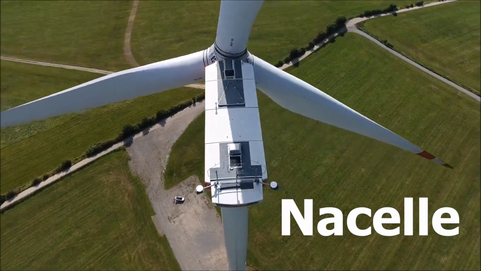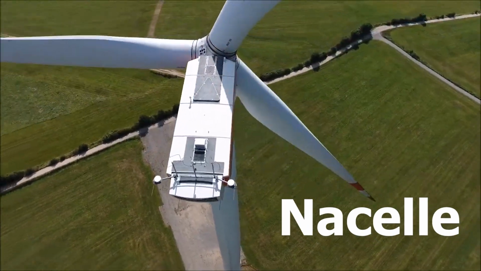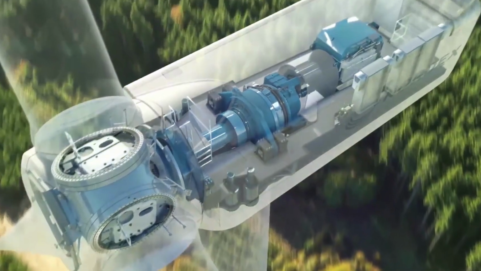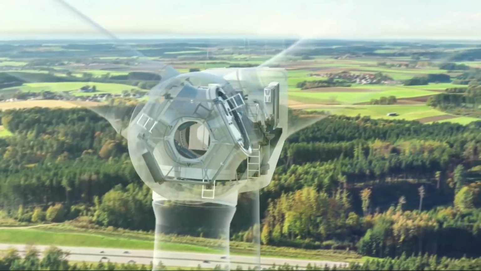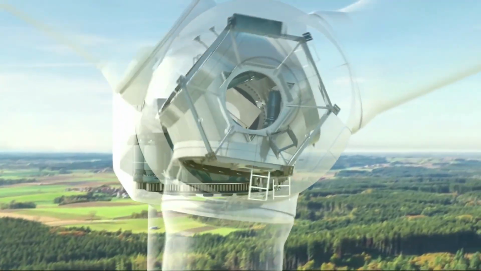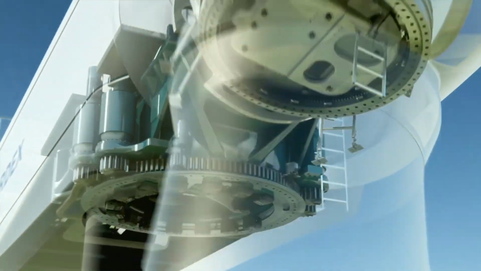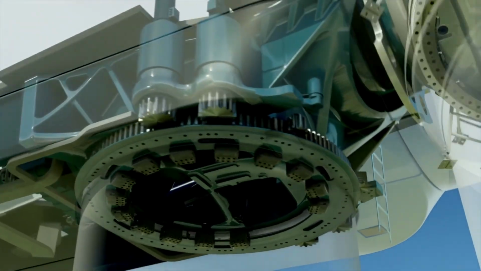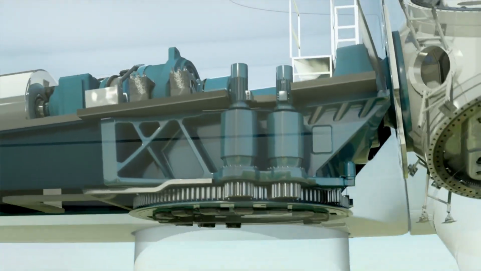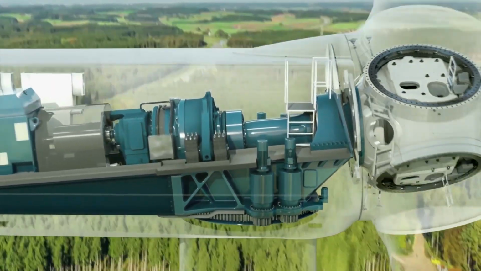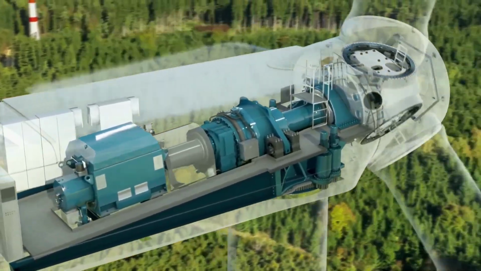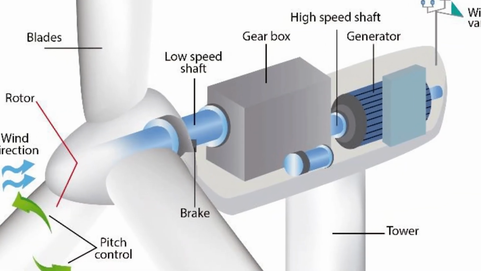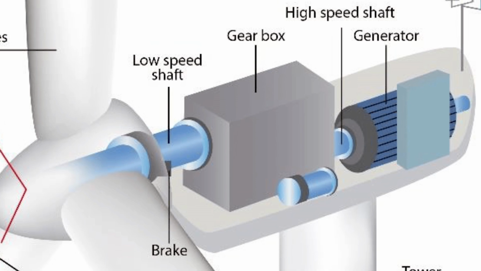A nacelle is a cover housing that sits atop the tower and houses all the electricity generating components. The housing frame is made of front and rear frame parts. The front or main frame of the nacelle is generally made of cast steel and holds the yaw system, the gearbox, and the drive shaft that is connected to the blades via the hub. The rear frame is constructed of formed and welded steel and houses the generator, transformer, and electrical control cabinets.